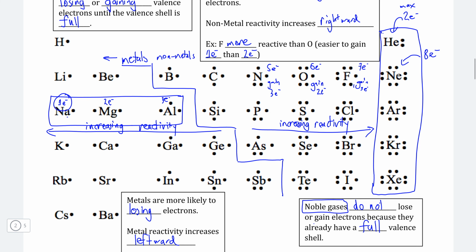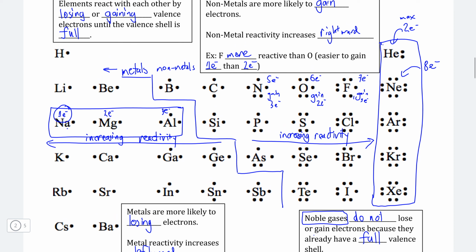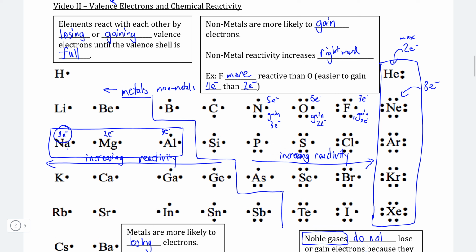And consequently, the noble gases are an exception to the increasing reactivity of nonmetals because noble gases already have a full valence shell and therefore are generally quite unreactive as far as nonmetals go.